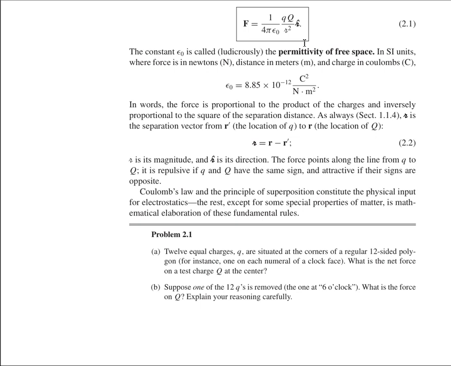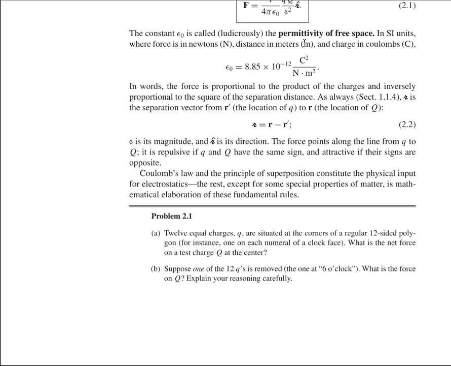Now we will understand this a bit. The constant epsilon naught is called the permittivity of free space. In SI units, when forces are in newtons, distances in meters and charges in coulombs, the value of epsilon naught is 8.85 times 10 to the power minus 12 coulomb square per newton meter square. It's not in base SI units, but okay.